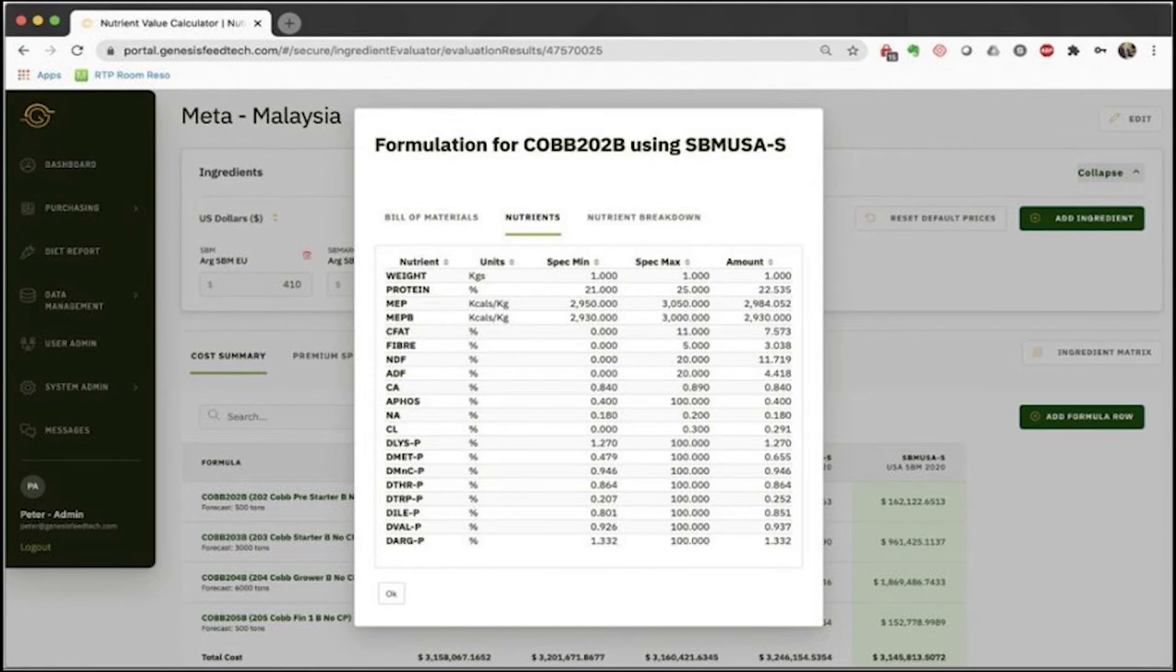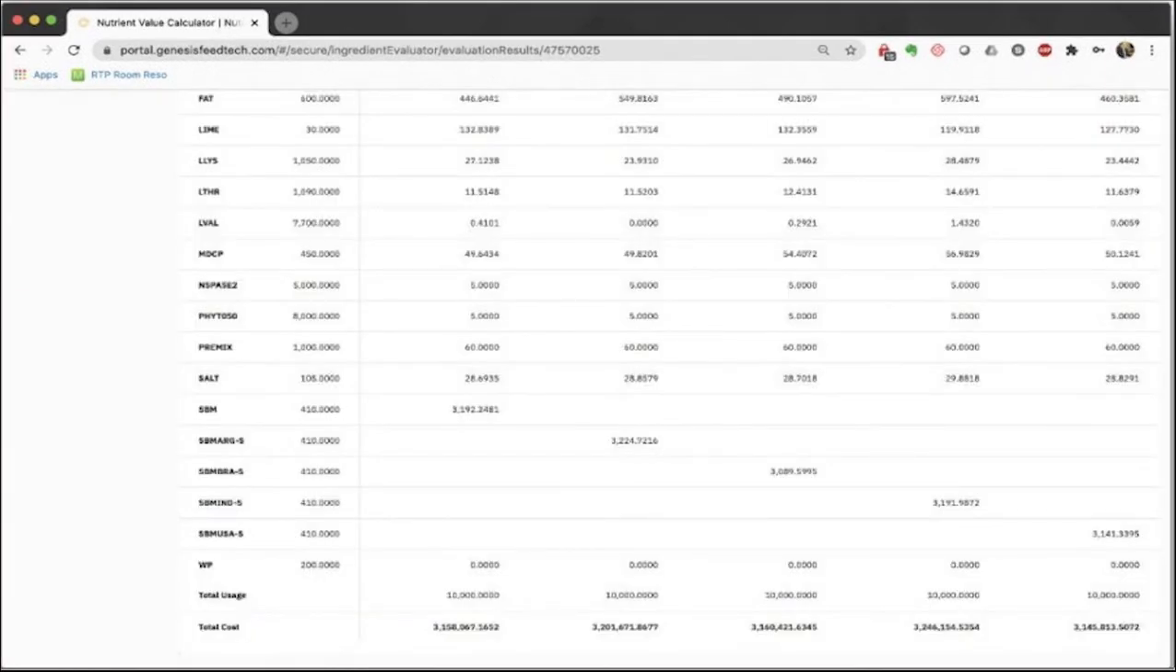On the next page, we've got the nutrient side of the least cost calculation. We've got the specification minimum and maximum nutrients and the calculated amounts. So that's very similar to the inside of a formulation system. And then we look at the usage.